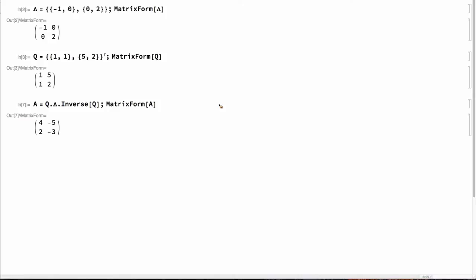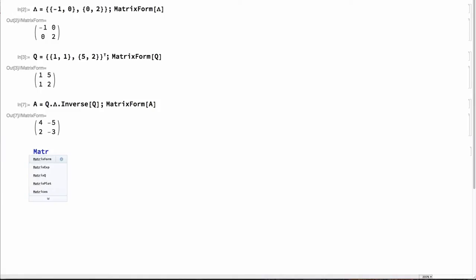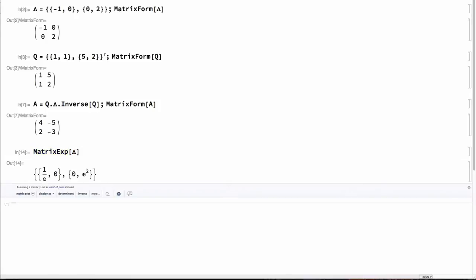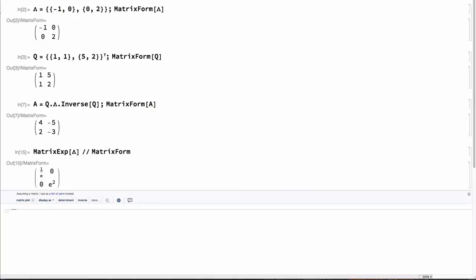Okay? So the next thing to do, of course, Mathematica is smart enough that it can actually just take the exponent of a matrix. But let's wait. The first thing I'm going to do is prove to you that the exponential matrix of a diagonal matrix is simply the diagonal entries to the e power. So if lambda is a diagonal matrix, and I take its matrix exponent, if we look at it in matrix form, it is e to the minus 1 power, which is the same as 1 over e, and it's e to the 2 power. So then it's this.